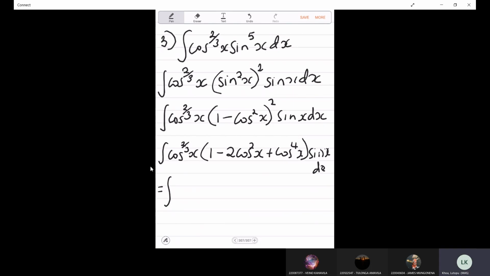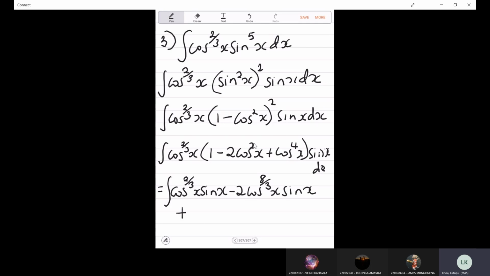First one, we have cos to the power of 2 over 3 of x, times 1, times sine x. Then the second one, we have cos times this cos. Remember, when the bases are the same and you're multiplying, you just add the exponents. So you'll say 2 over 3 plus 2. That's 6 plus 2, which is 8 over 3. So you have minus 2 cos 8 over 3 of x, and then times sine x.